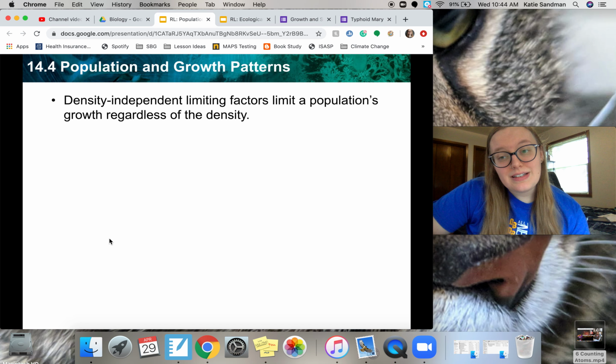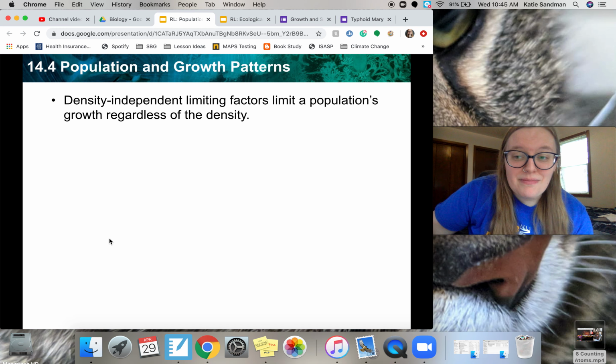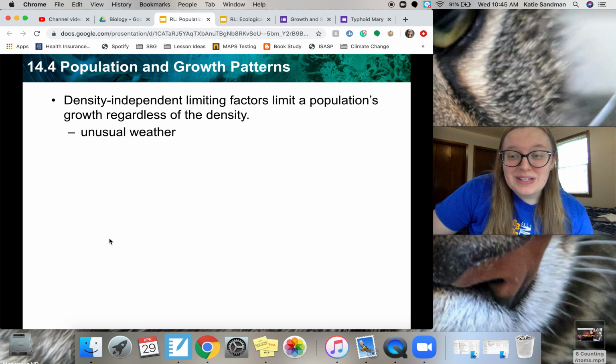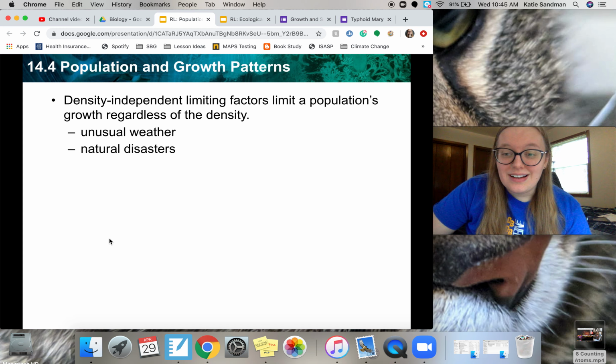And then we have density independent limiting factors. Density independent does not matter what the size of the population is. It's going to occur no matter what. So these would be like unusual weather patterns, natural disasters, and human activities.